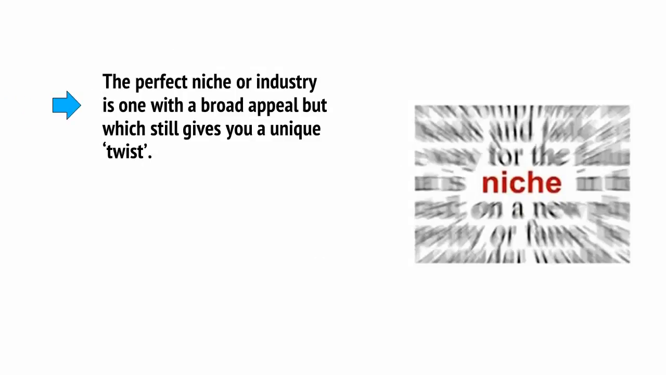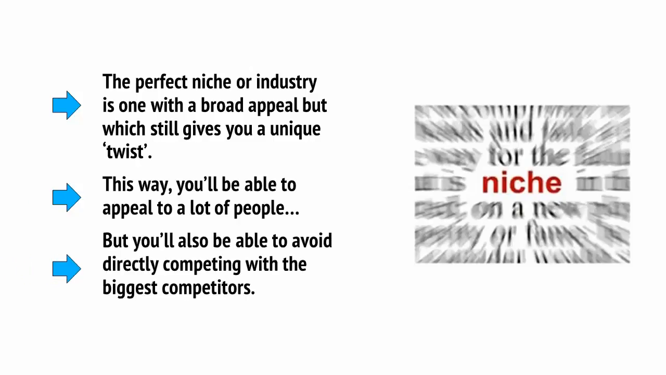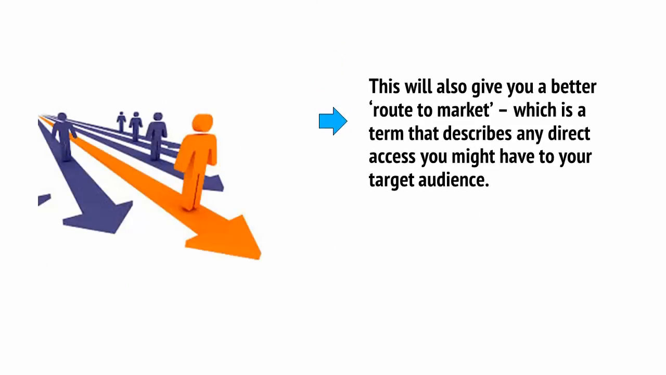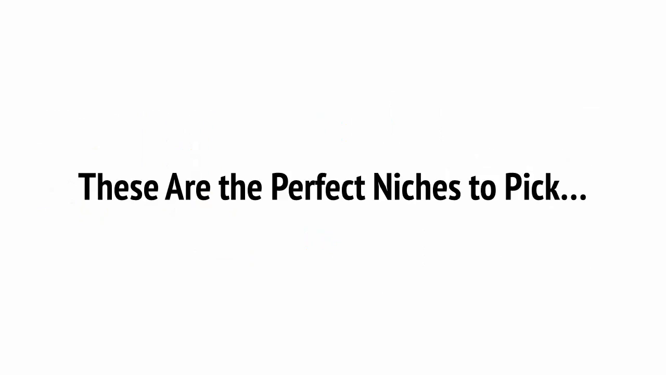The perfect niche or industry is one with a broad appeal, but which still gives you a unique twist. This way, you'll be able to appeal to a lot of people, but you'll also be able to avoid directly competing with the biggest competitors. This will also give you a better route to market, which is a term that describes any direct access you might have to your target audience. An example of a route to market would be a forum dedicated to the subject matter you're writing about, or an industry magazine. With all this in mind, how do you find the perfect niche for you? Well, there are a few things to consider.